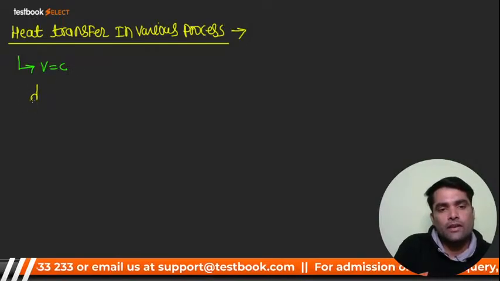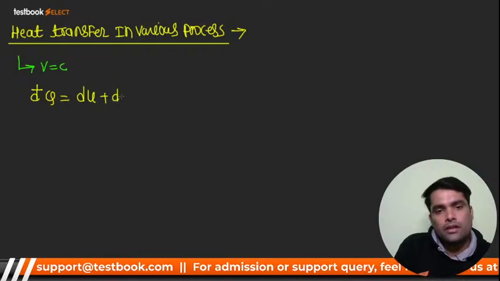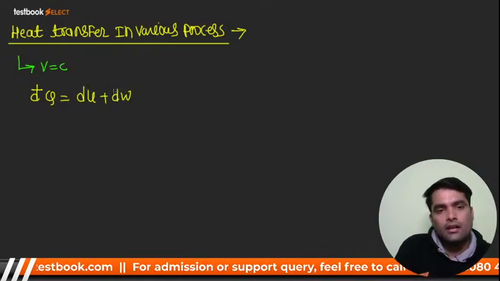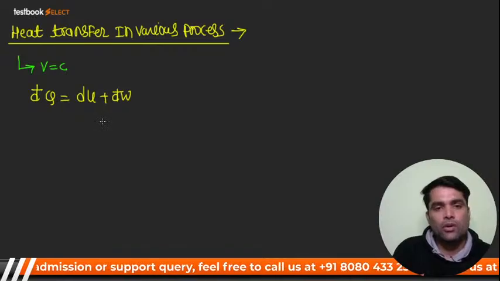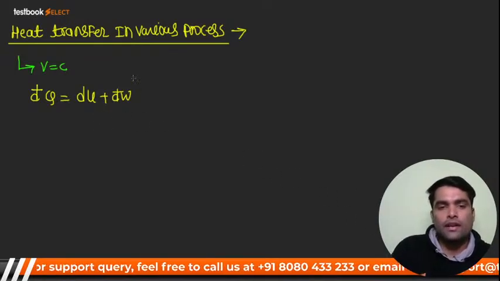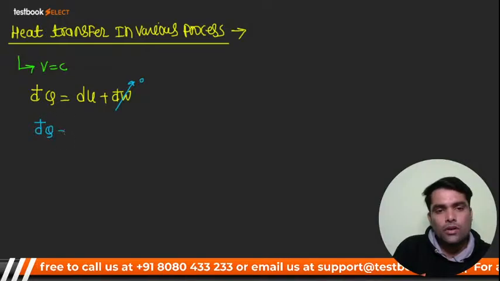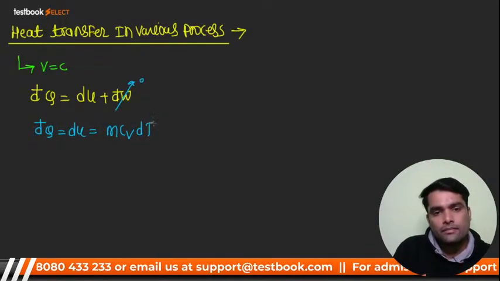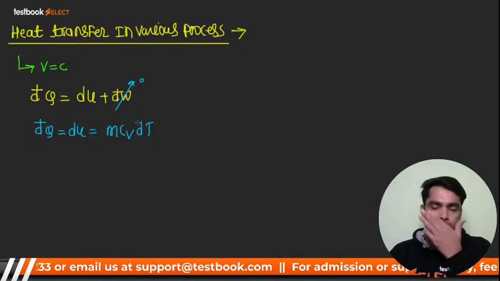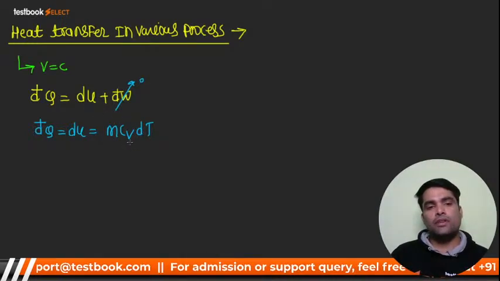My dear, you know the first law of thermodynamics, that is dq is equal to du plus dw, right? So definitely, if this is constant volume, then dw will be 0. That means dq is equal to du, which is equal to mcv dt, right? Yes or no? Because du, you know, is mcv dt.